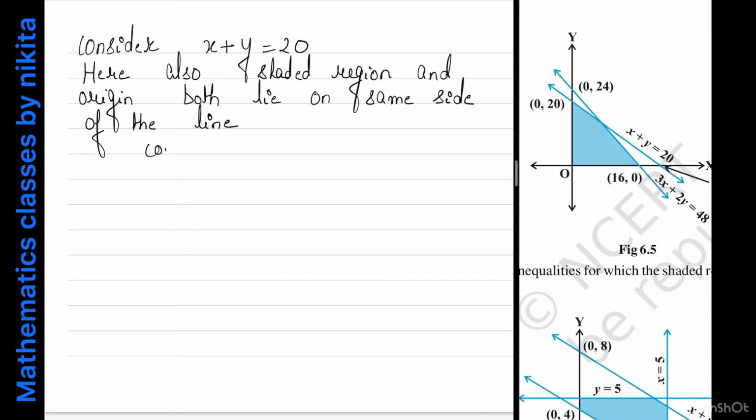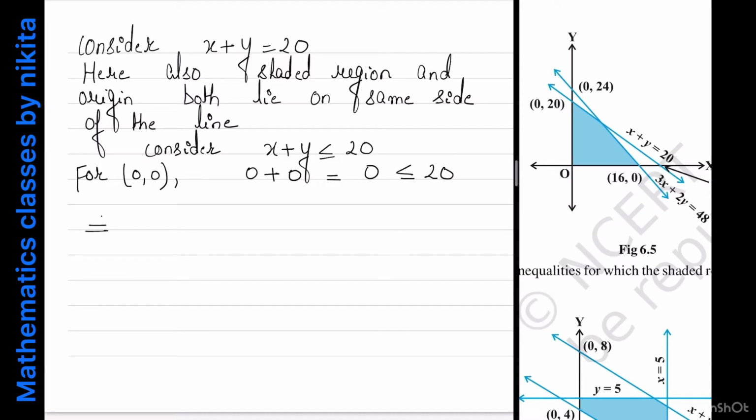So I am considering the lower half plane, that is x plus y less than or equal to 20. Let's see whether the origin lies here or not. For (0, 0), put 0 in place of x and 0 in place of y, so what do you get? 0 plus 0 is 0, and 0 is always less than or equal to 20. So this implies that (0, 0) satisfies x plus y less than or equal to 20.